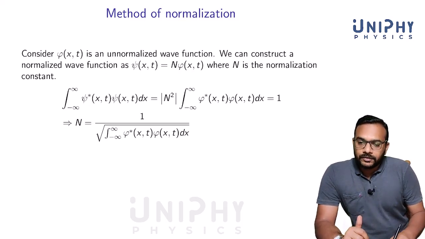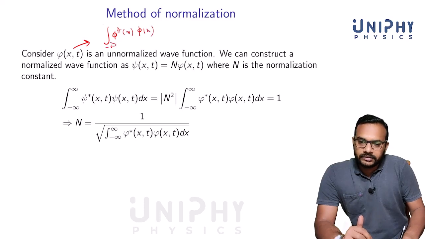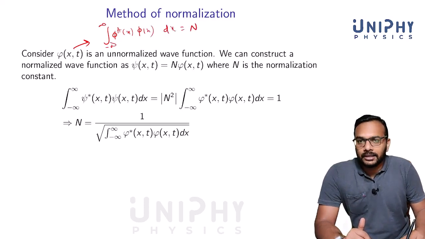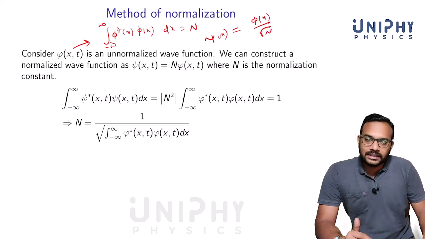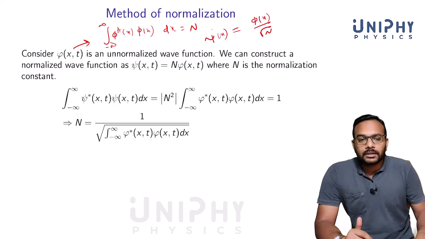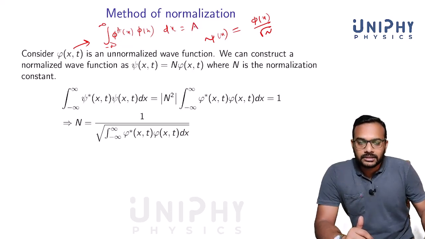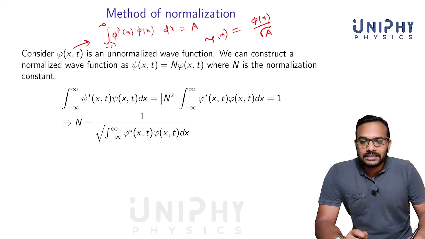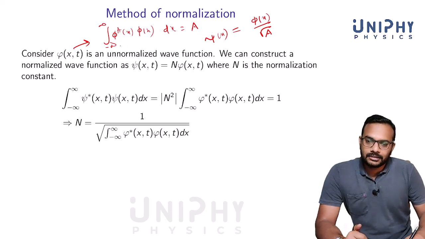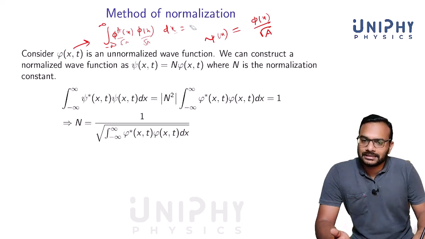So if phi is not normalized, which means that the integral from minus infinity to infinity of phi star of x phi of x dx is equal to some n, we need to define a new wave function psi of x which is normalized. We define psi of x as phi of x divided by square root of n. Let's write a here, because obviously, if the integral of phi star phi dx is a, then taking a square root of a here and a square root of a there, this will become equal to 1.